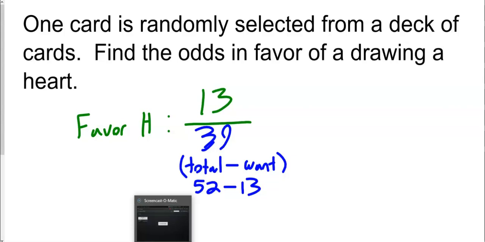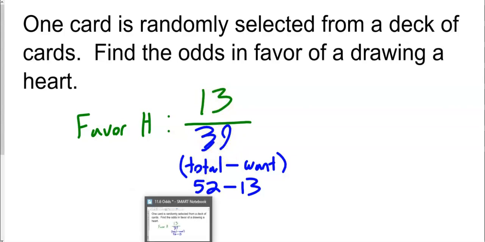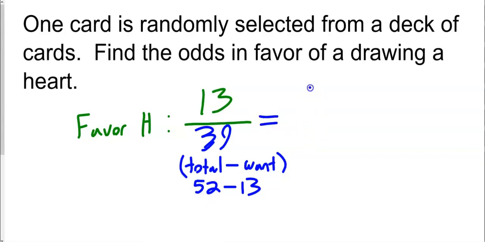Okay? So again, 13 ways to win and 39 ways that I can lose. And of course, we always reduce this. So if I reduce this down, my odds really are 1 to 3. My odds are 1 to 3.